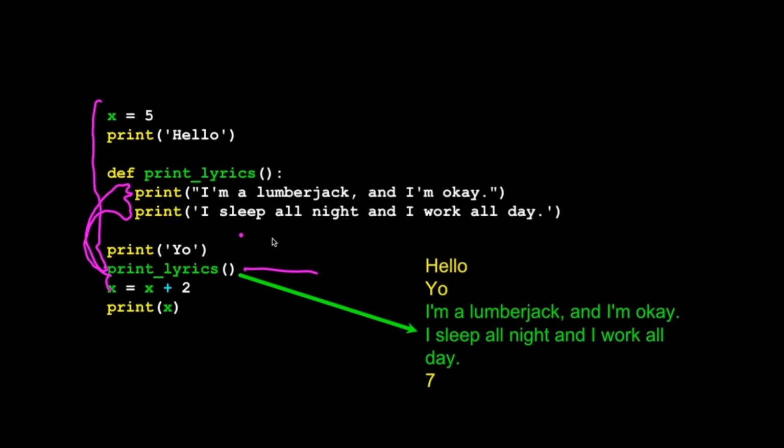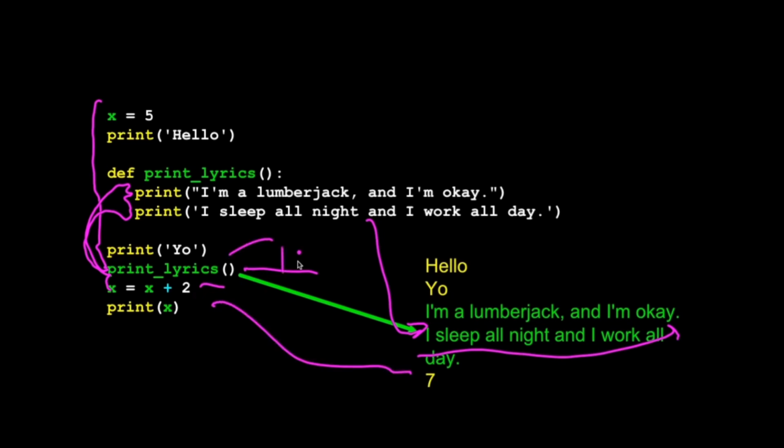Then the print lyrics, of course, produces the 2 lines of output. That day should be up there, and then x equals x plus 2, which makes it 7, and then prints out 7. Okay, so this is the invoke or call the function. Okay, you defined it, and then later you called it.